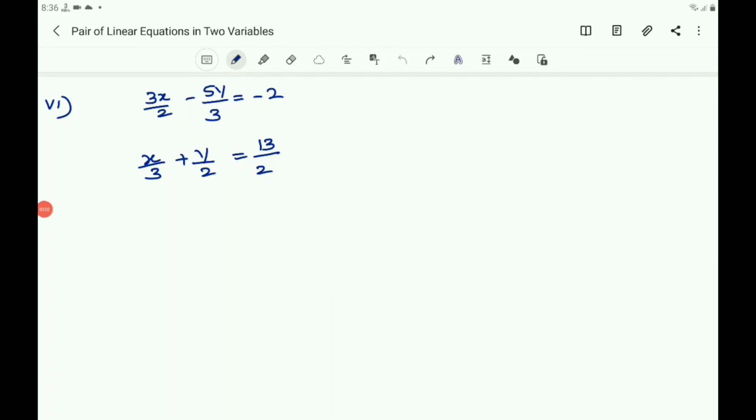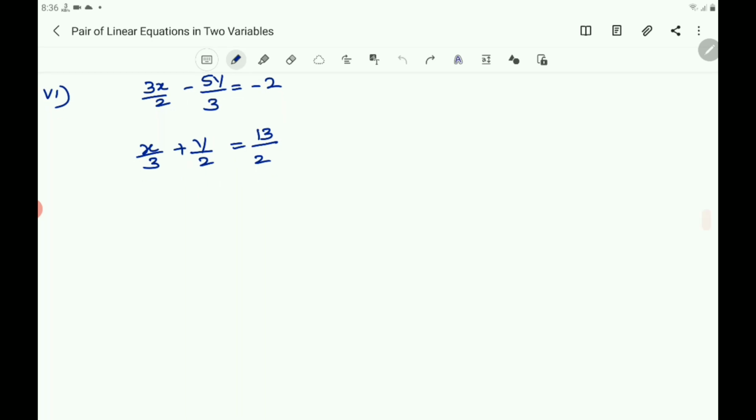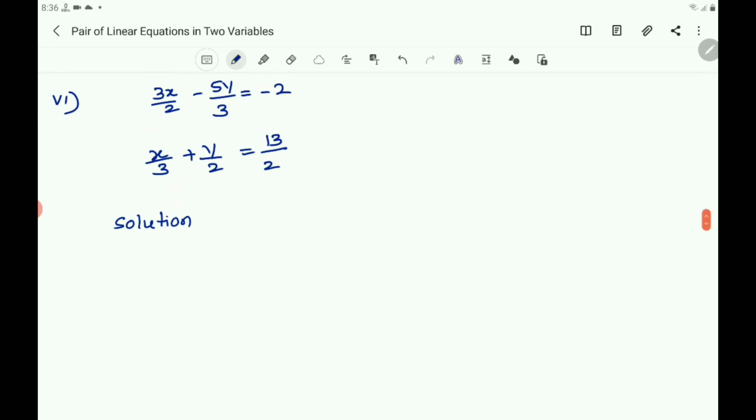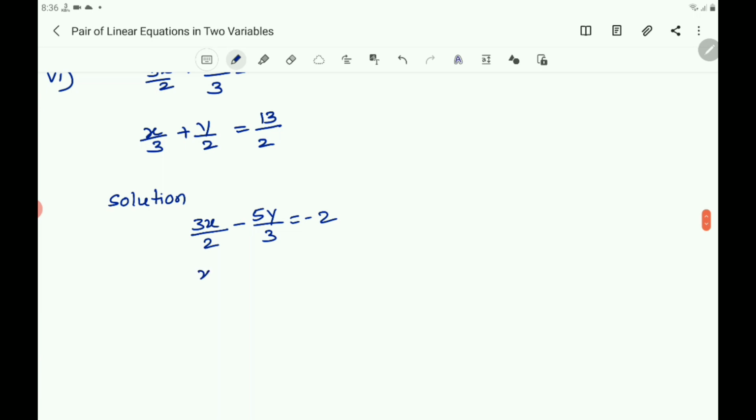Now you take the sixth question. What is that question? 3x by 2 minus 5y by 3 equals minus 2. And the second equation is x by 3 plus y by 2 equals 13 by 2. Now you take the solution and write the equation once again. First equation is 3x by 2 minus 5y by 3 equals minus 2. And second equation is x by 3 plus y by 2 equals 13 by 2.